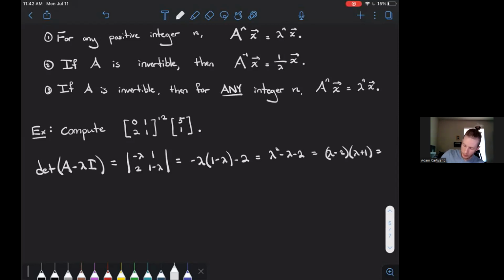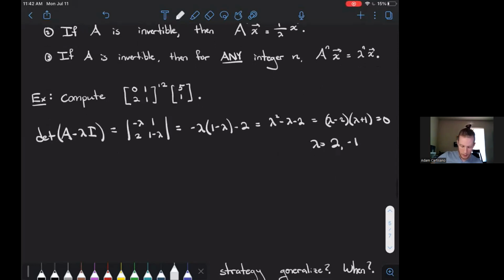Set that equal to 0, and we have lambda is equal to 2 or -1. Not so bad. 2 eigenvalues. Let's compute the eigenspaces while we're at it. This is not so bad.